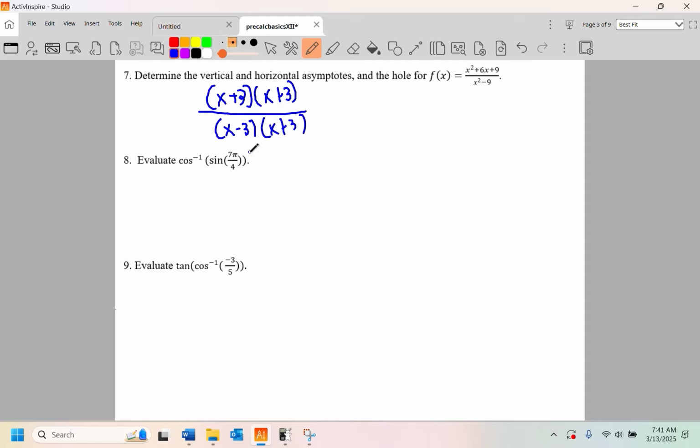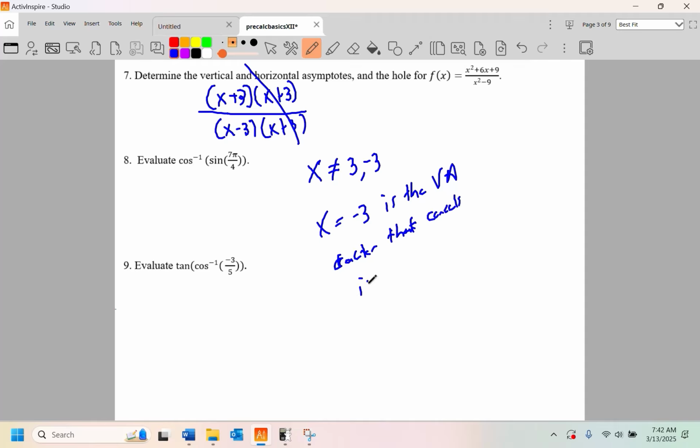Now, you can look at the bottom and say that x cannot be 3 or negative 3, but only one of those is a vertical asymptote. X equals 3 is the VA. The factor that cancels is the hole. So I think about x plus 3 being 0. X equals negative 3 is the hole in the graph. There's literally nothing there. There's your hole.